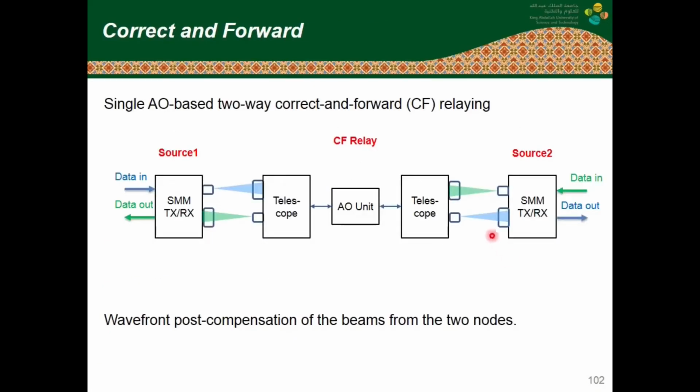However, for OAM or structured light links, we can rely on a third relaying scheme or approach that we define as correct and forward. The idea consists of applying correction on an incoming beam from a transmitting node using an adaptive optics kit, and forwarding it to a receiving node. A single relay with an adaptive optics capability can be used in full duplex transmission.